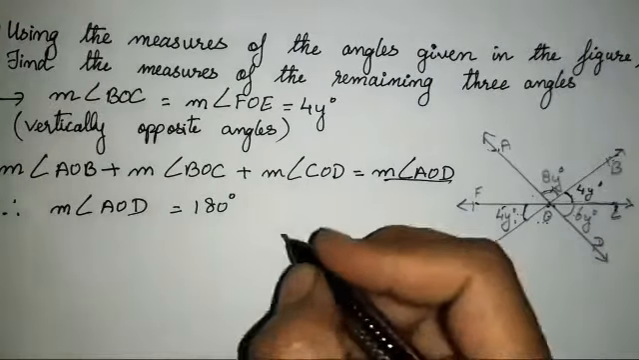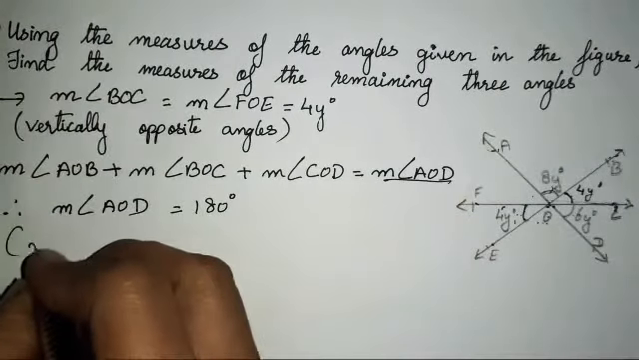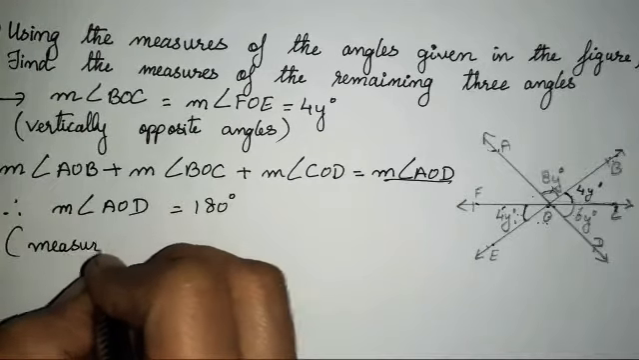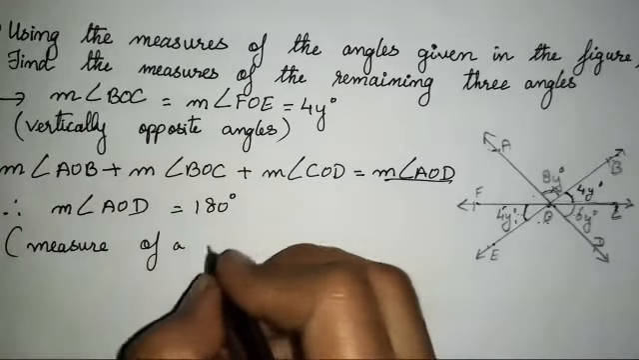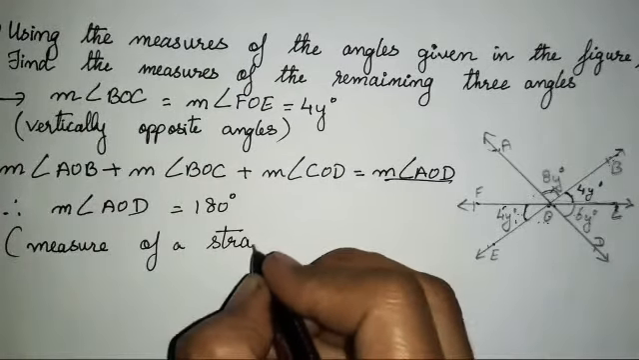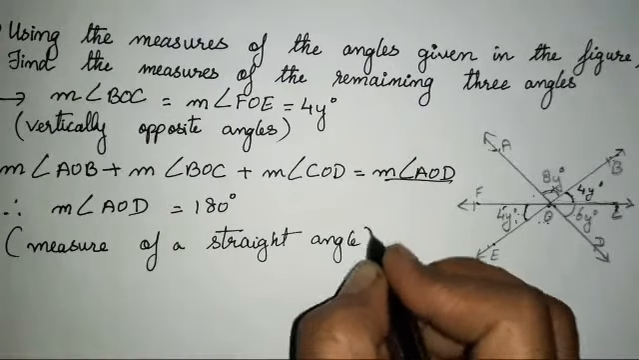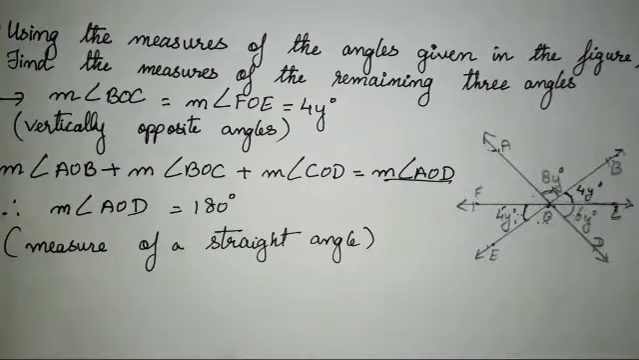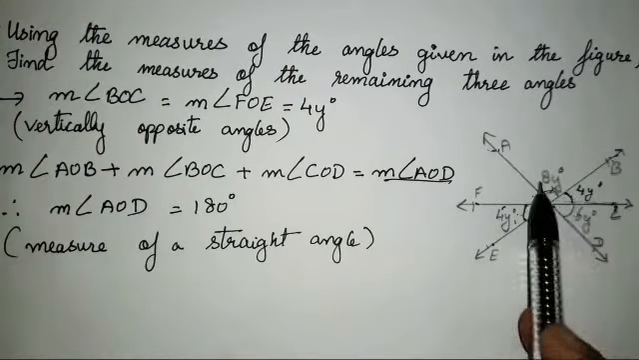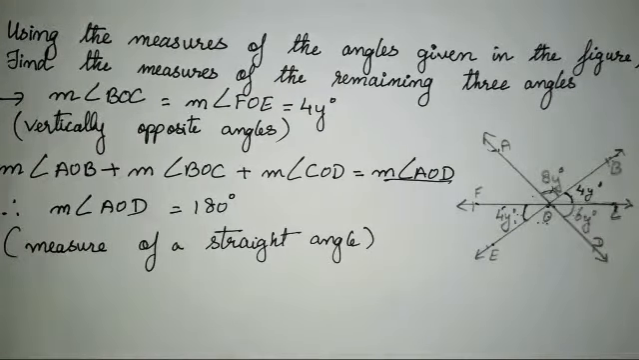Okay, so हमें यहाँ पे लिखना है measure of a straight angle. Okay, linear pair हम यहाँ पे नहीं बोलेंगे children. Why we are not going to say linear pair? Because there are too many angles, isn't it? 1, 2, 3, 3 angles are there. So they are not linear pair. We have to show them as the straight angle.